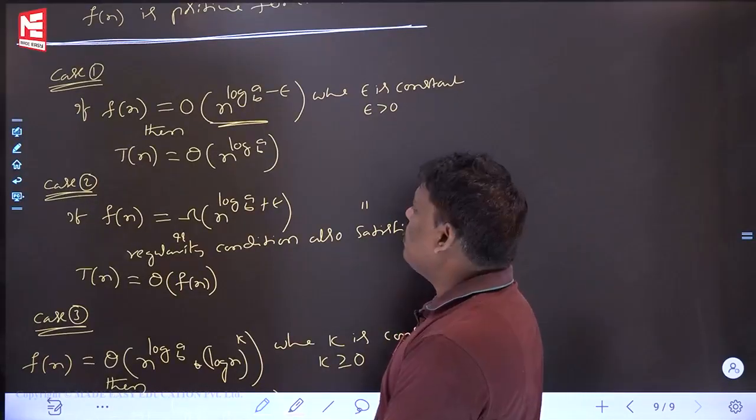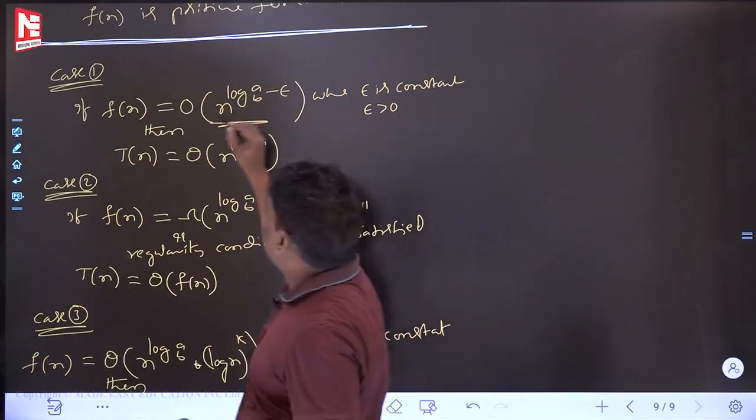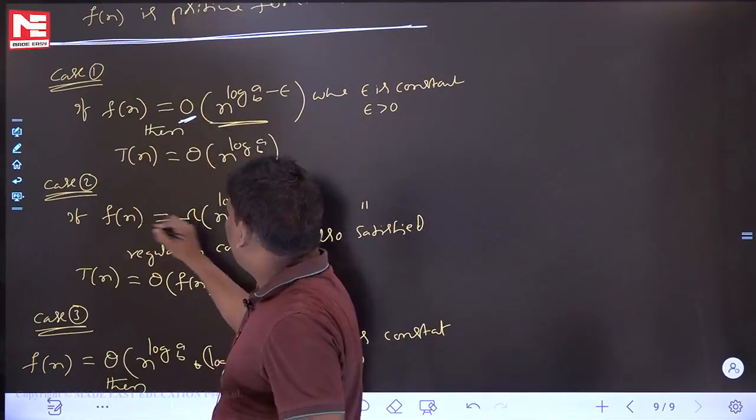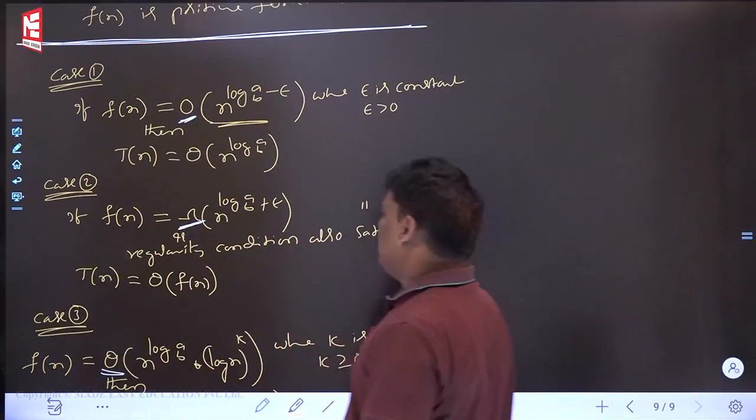Case 1, n power log a base b is bigger. Case 2, f of n is bigger. Why is it bigger? Big O. Why is it bigger? Omega. Why are both equal? Theta. Right? Like that, three cases.